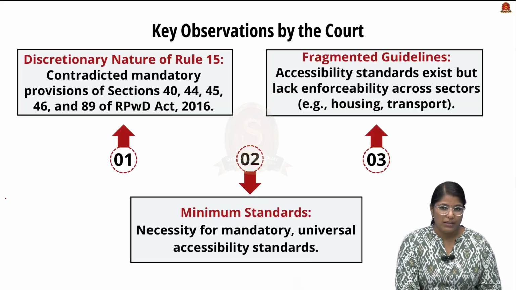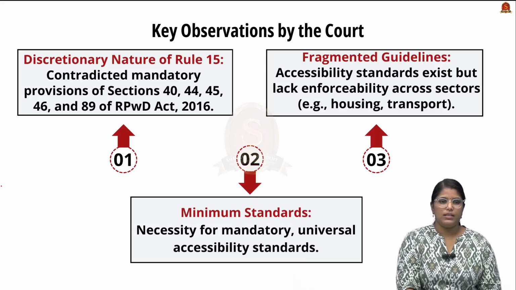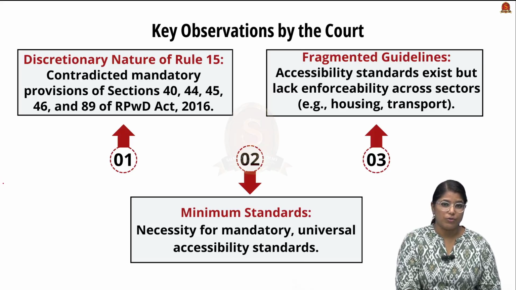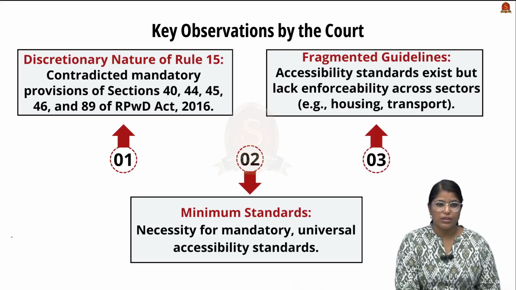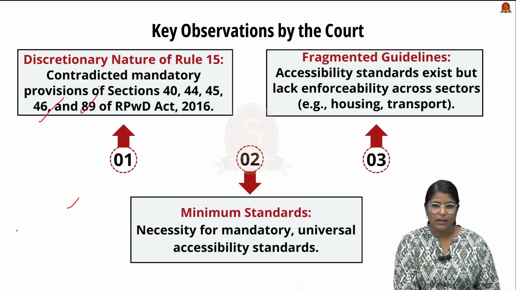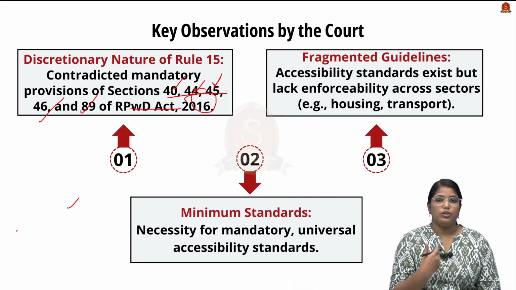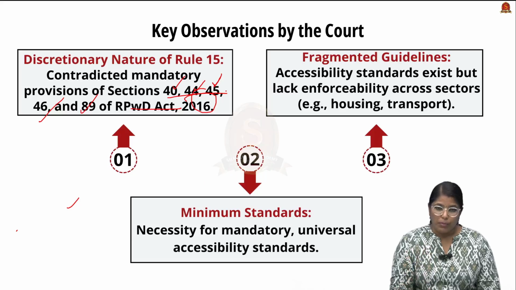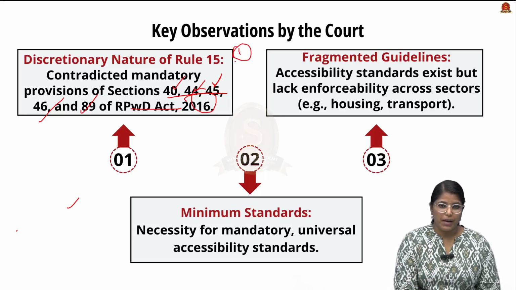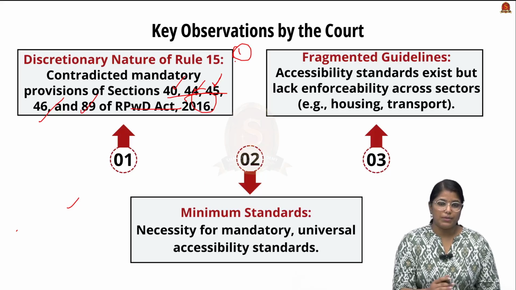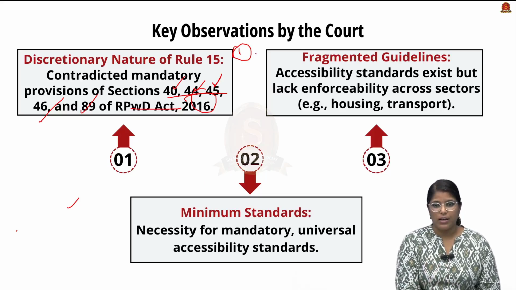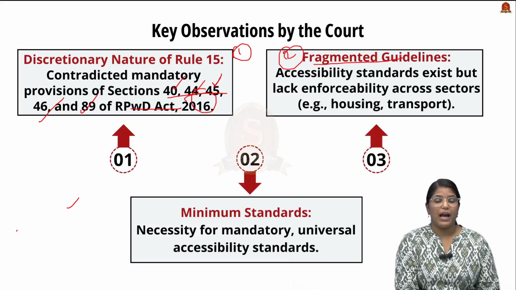Now the court has made certain observations. Let us see them one by one. The first observation is that the discretionary nature of rule 15 is very contradictory, especially to sections 40, 44, 45, 46 and section 89 of the RPwD Act 2016. All these sections are nothing but provisions that give persons with disability access to transportation, to the internet, or to government buildings and so on. So the first observation made is that it is discretionary in nature.